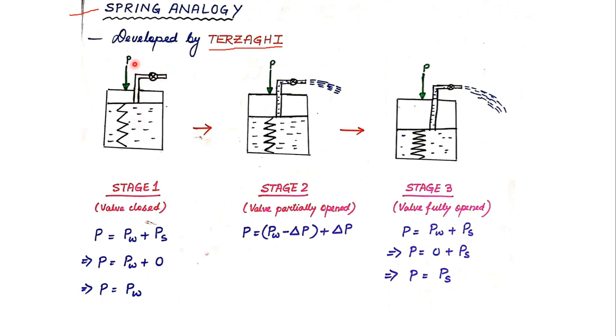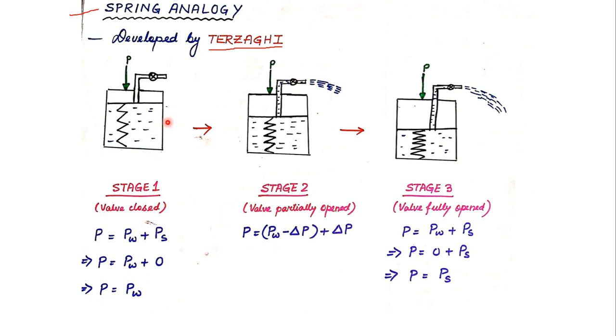Now what he did, he applied a load P into the setup. He found that the dial gauge gave some reading and the spring did not show any kind of change. It neither compressed nor did it get elongated. So what did he conclude from stage 1? He said that when the load is applied, initially all the load is taken up by the water and no load is taken up by the spring.